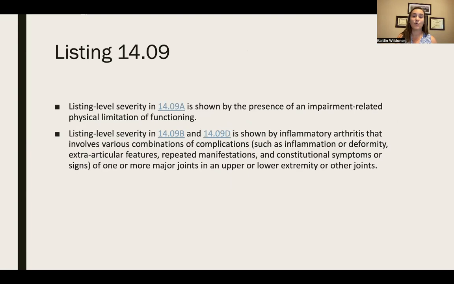Listing level severity in 1409A is shown by the presence of an impairment-related physical limitation of functioning. Okay, so the physical limitation of functioning has to be connected to the impairments. And as you can see, that's why it requires the crutches, walkers, canes, inability to use upper extremities. Whereas when you look at 1409B and D, that is shown by inflammatory arthritis that involves various combinations of complications of one or more major joints in either the upper or lower extremity or other joints. Okay, so far on the same page?